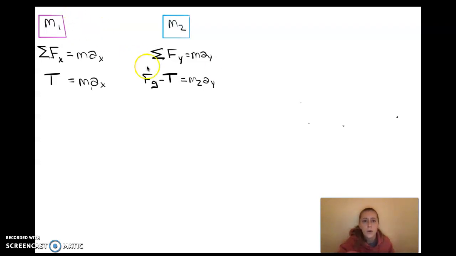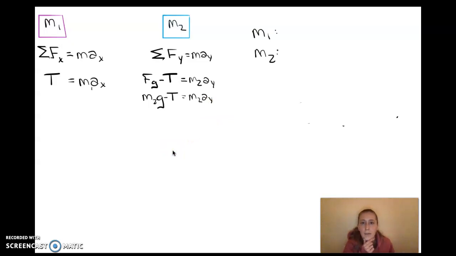And recall what you know about Fg. This is the weight of the object. Weight is equal to the mass of the object times g. In other words, Fg can be rewritten as m2g minus T is equal to m2 times ay. So let's pause and take a moment to jot this down in your notebook. This can go in the first section if you haven't yet.